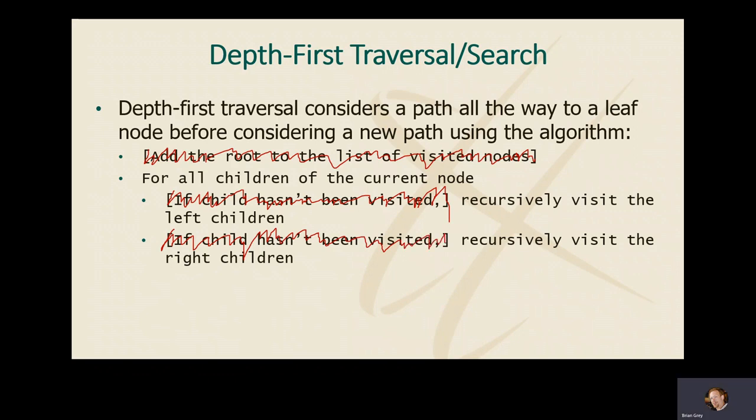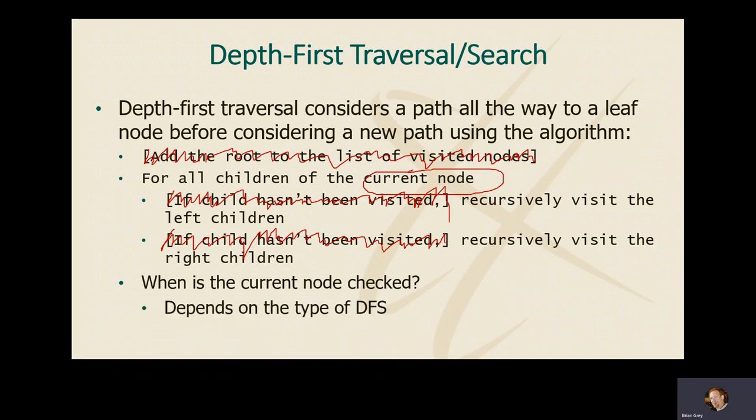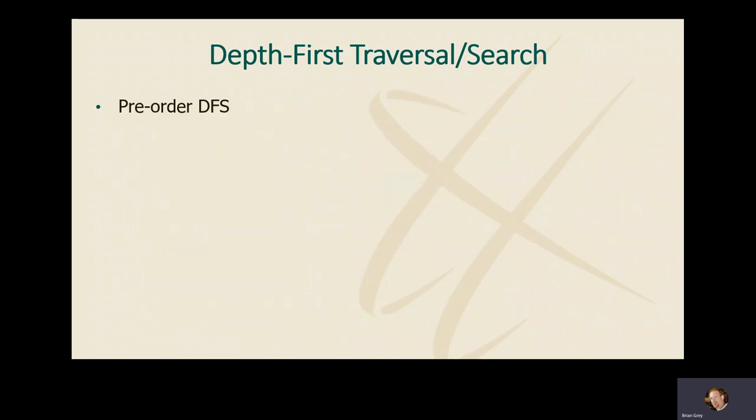And the question becomes, hold on, when do we check the current node? It's not here. We don't have anything about this. Well, it depends on which type of depth first search we're going to do. We actually have 3 different flavors of depth first search that we can run. So we can do pre-order depth first search.